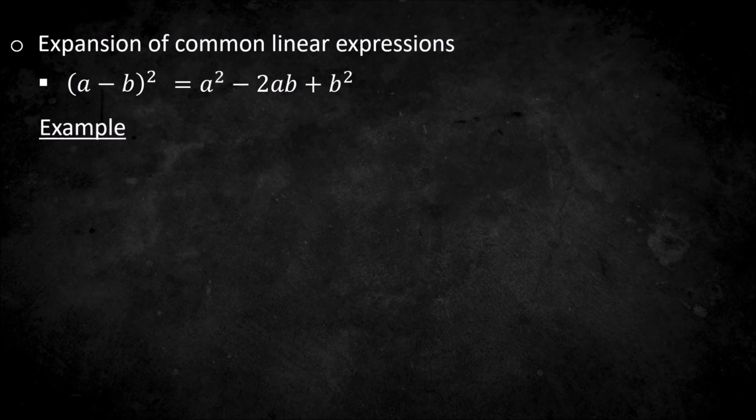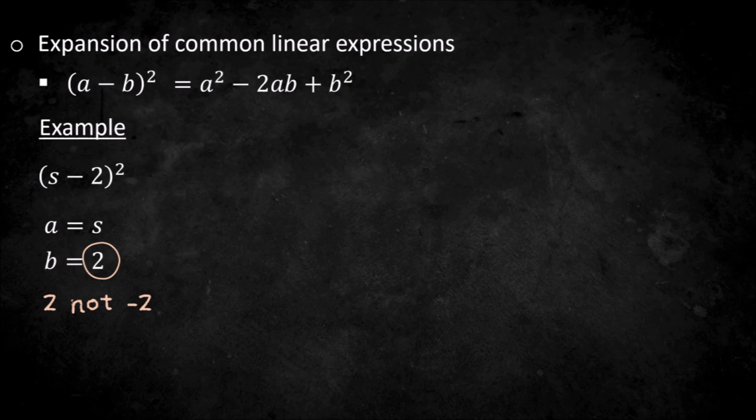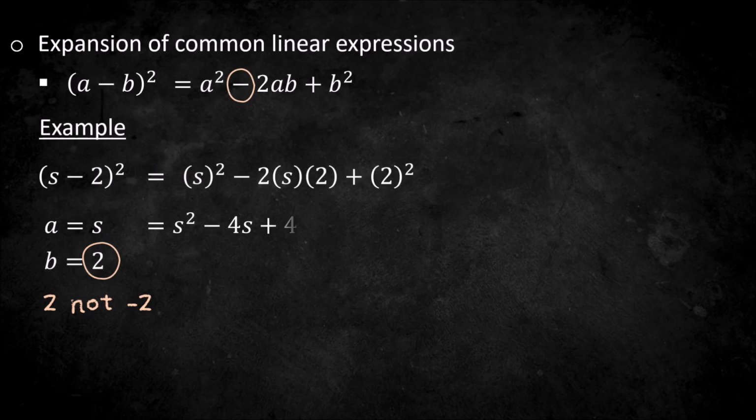The next example is in the form of a minus b squared. A is equal to s, and b is equal to 2, and not negative 2. The negative sign has been accounted for. By substituting a equals s, and b equals 2, the result is s squared minus 4s plus 4.